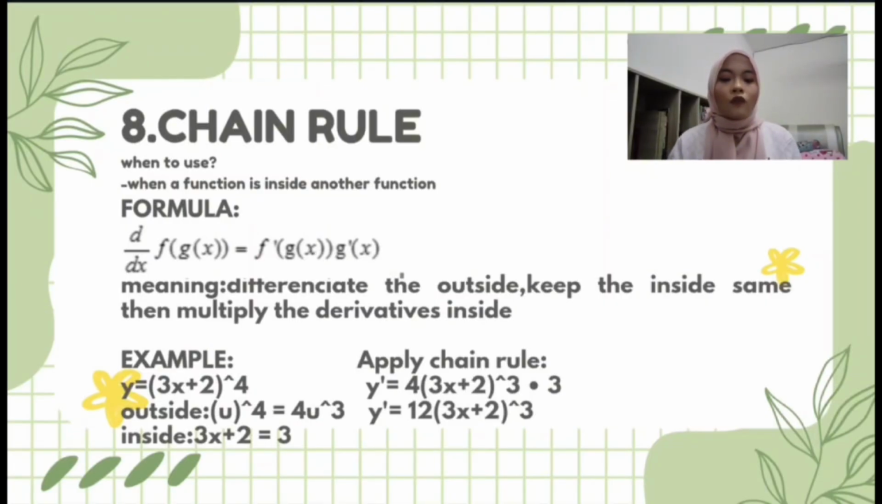We have to differentiate the power first, so the differentiation of u power 4 is 4u power 3. We differentiate it the same as we use the power rule. Then we differentiate the inside, which is 3x + 2, and the answer is 3. Then we apply the chain rule with the differentiation answer, and when we solve it, we will get 12(3x + 2) power 3.